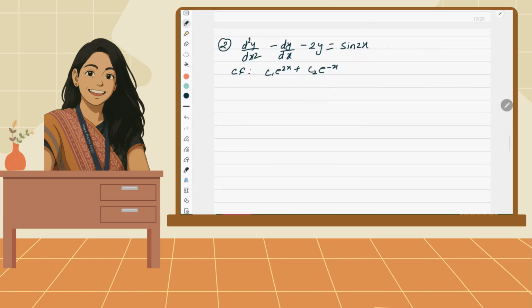Now let us come to this question. This is D square minus D minus 2y is equal to sine 2x. CF, again I will not discuss. You have to write down the CF. Let us do PI. So now PI is equal to sine 2x upon D square minus D minus 2.